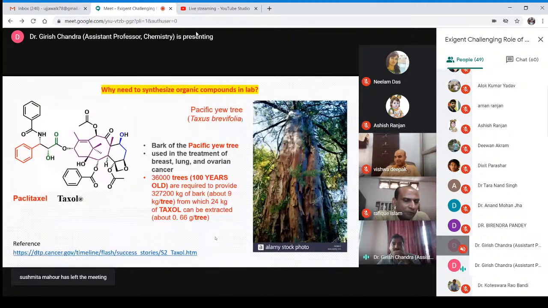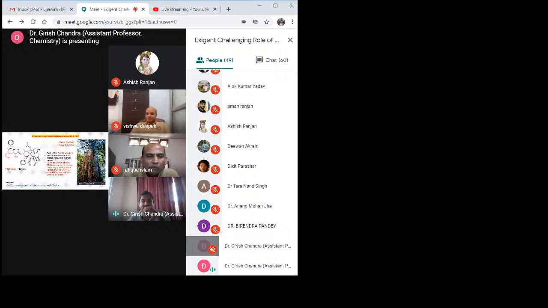And what is the solution? Solution is to just synthesize this kind of a complex molecule in lab. Okay, so if you see the complexity of this molecule, this is not a very straightforward to just go in lab and just make this molecule.